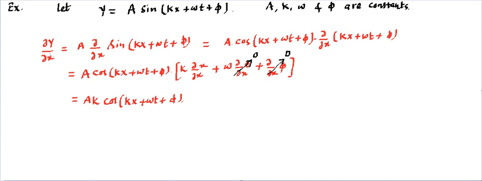Now you can also go and check what the partial differentiation of y with respect to t is going to be. I'm writing it directly. You should find it as a omega cos (kx plus omega t plus phi). You can follow the rules that I explained. You can check whether you are getting this answer. If you are getting this, that's absolutely correct.